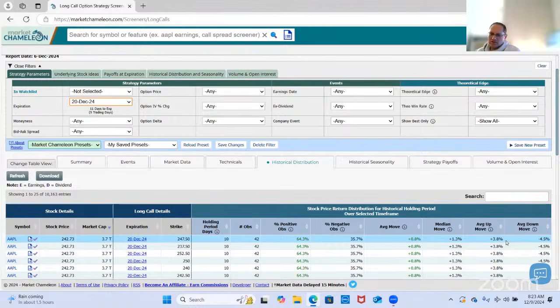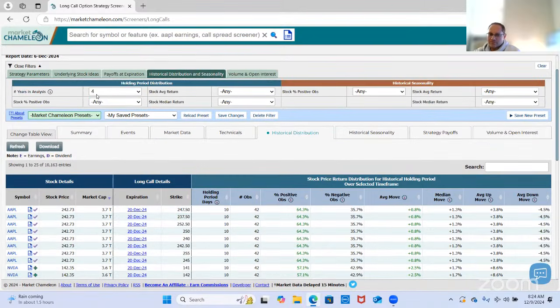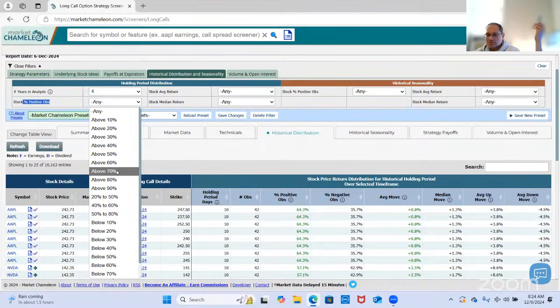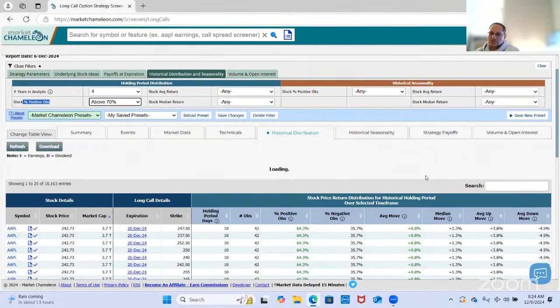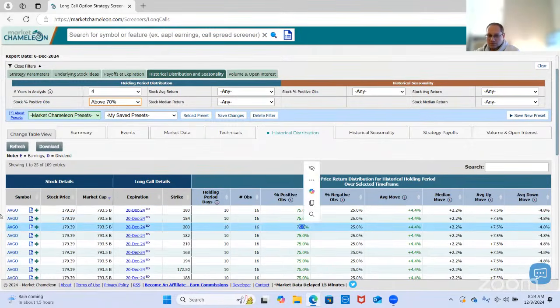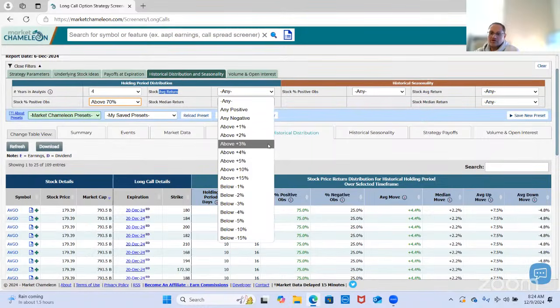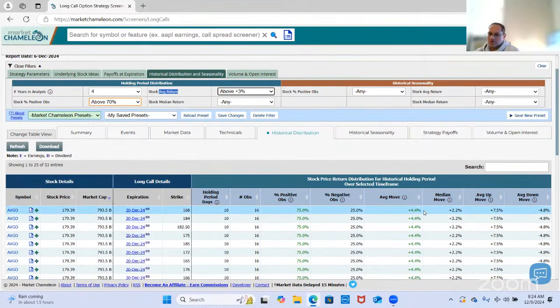So now we have these statistics in front of us, and we could filter by those statistics. We could come over here, we already have set number of years, but if we wanted to see stocks with positive returns above 70%, we could look at that. And now we have here positive moves above 70%. So here are the stocks. If we wanted to look for stocks with a certain average return, let's say above 3% on average, click here, and now we have that.